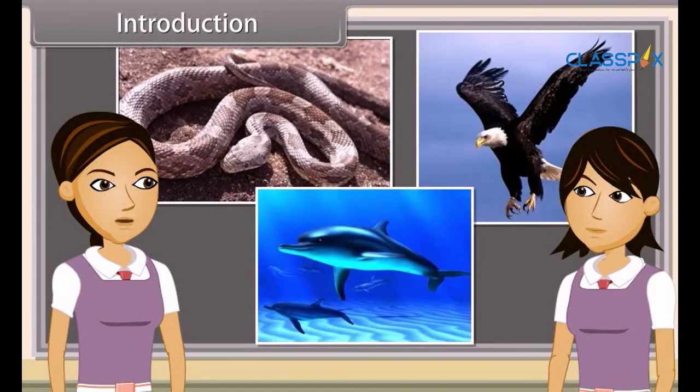Identify these creatures: snake, eagle and dolphins. Do you know how was the life on Earth million and million years ago? And how did such a large variety of organisms emerge from the primitive Earth?